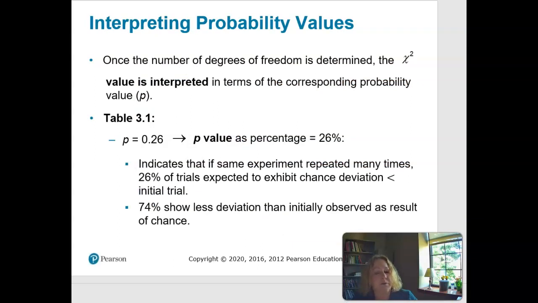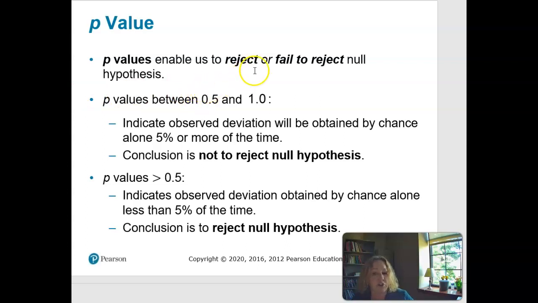Interpreting probability values: once the number of degrees of freedom is determined, the x squared value is interpreted in terms of the corresponding probability. So if your p-value is a percentage of 26%, this indicates that if the same experiment was repeated 25, 30, 45, a bunch of times, 26% of trials are expected to exhibit chance deviation. 75% show less deviation than initially observed as a result of chance. These p-values enable us to reject or fail to reject the null hypothesis. We want to reject the null hypothesis.